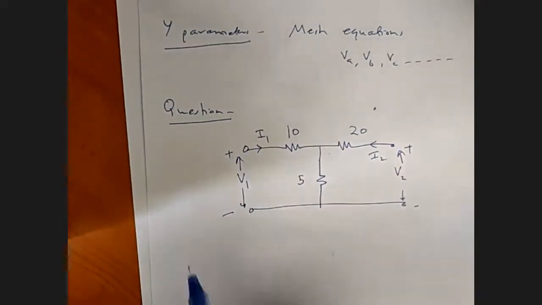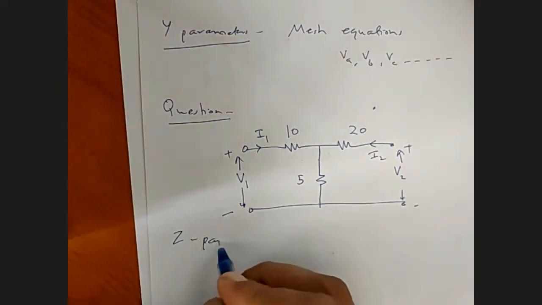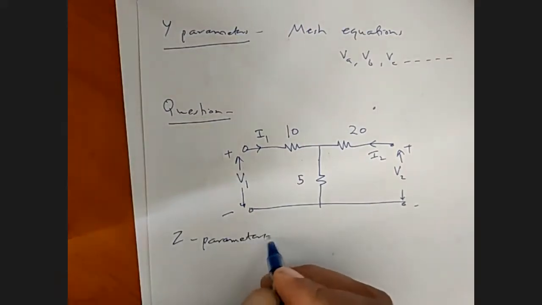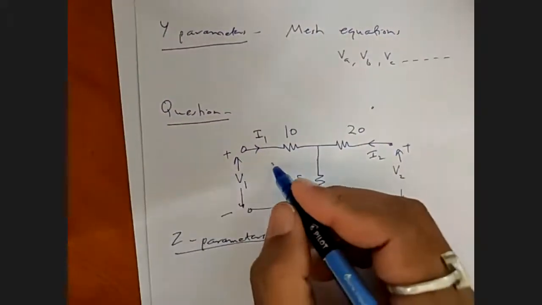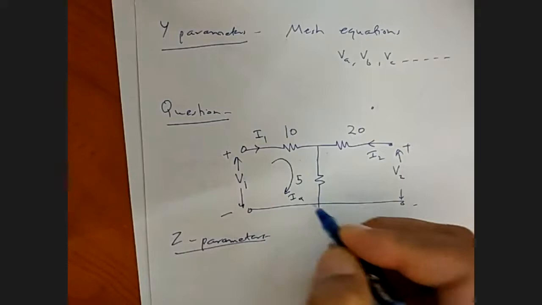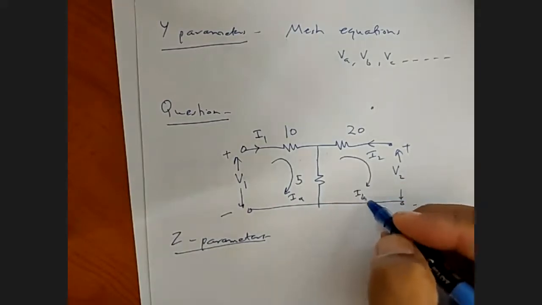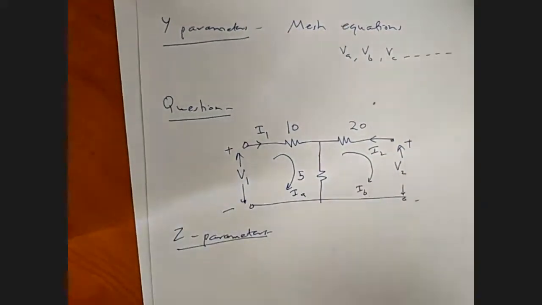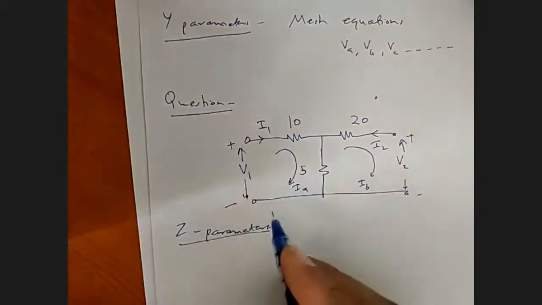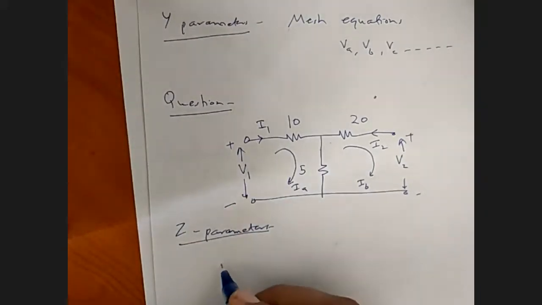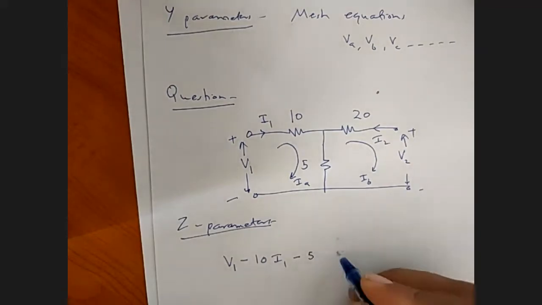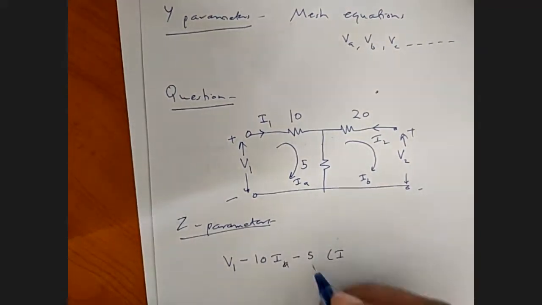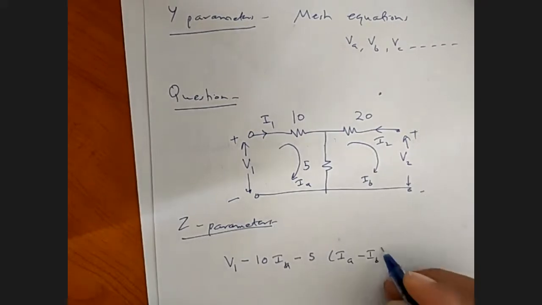So now for finding Z parameters, I will prefer loop analysis method. So I write the equation IA and IB. So for first equation, V1 minus 10 I1 minus 5, sorry, IA minus 5 IA minus IB equal to 0.